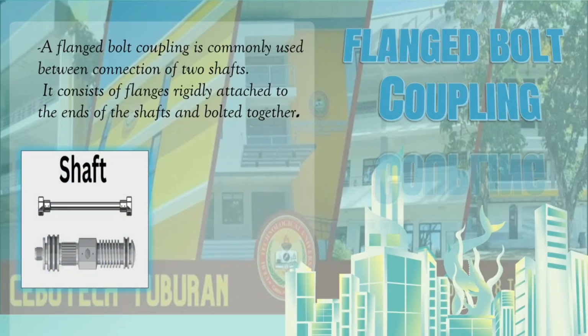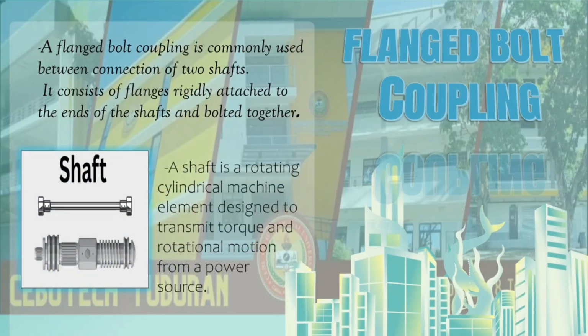A shaft. A shaft is a rotating cylindrical machine element designed to transmit torque and rotational motion from a power source such as an electric motor or turbine to another mechanical component such as a pump, gearbox, or compressor. However, in practical mechanical systems, shafts are rarely manufactured as one continuous piece because machines must allow assembly, disassembly, maintenance, and replacement of components. Because of this, engineers use a mechanical device called a coupling.